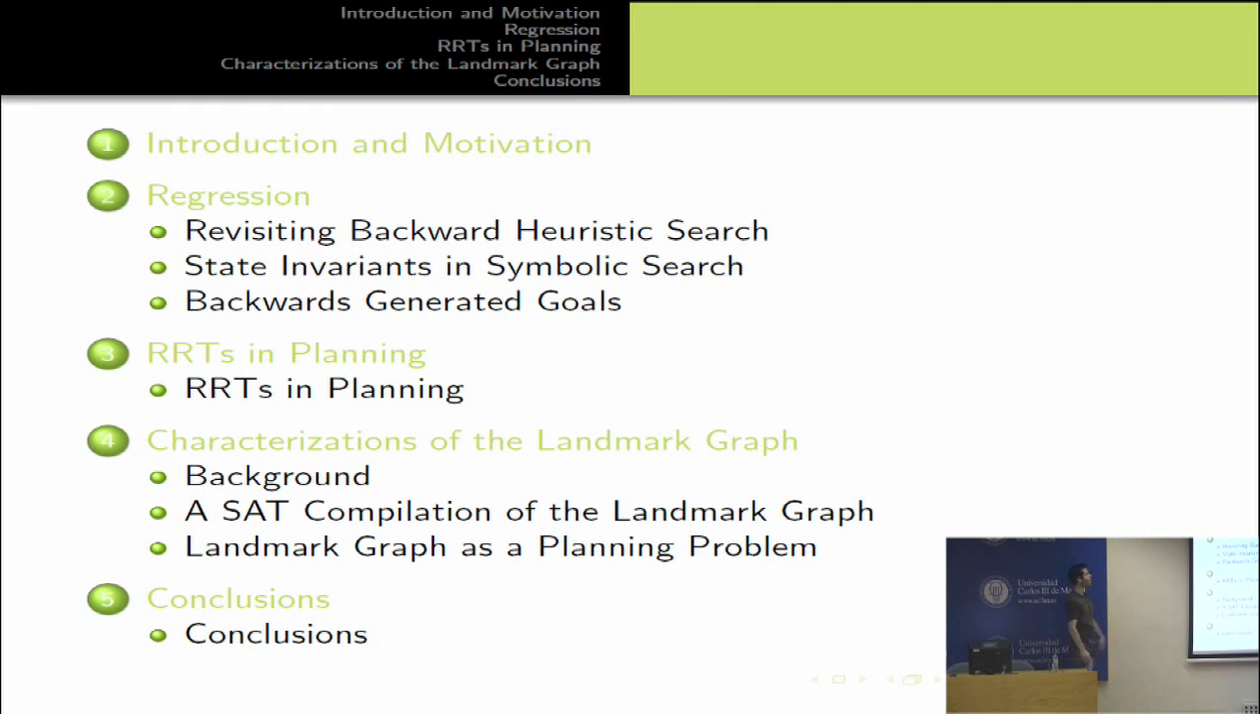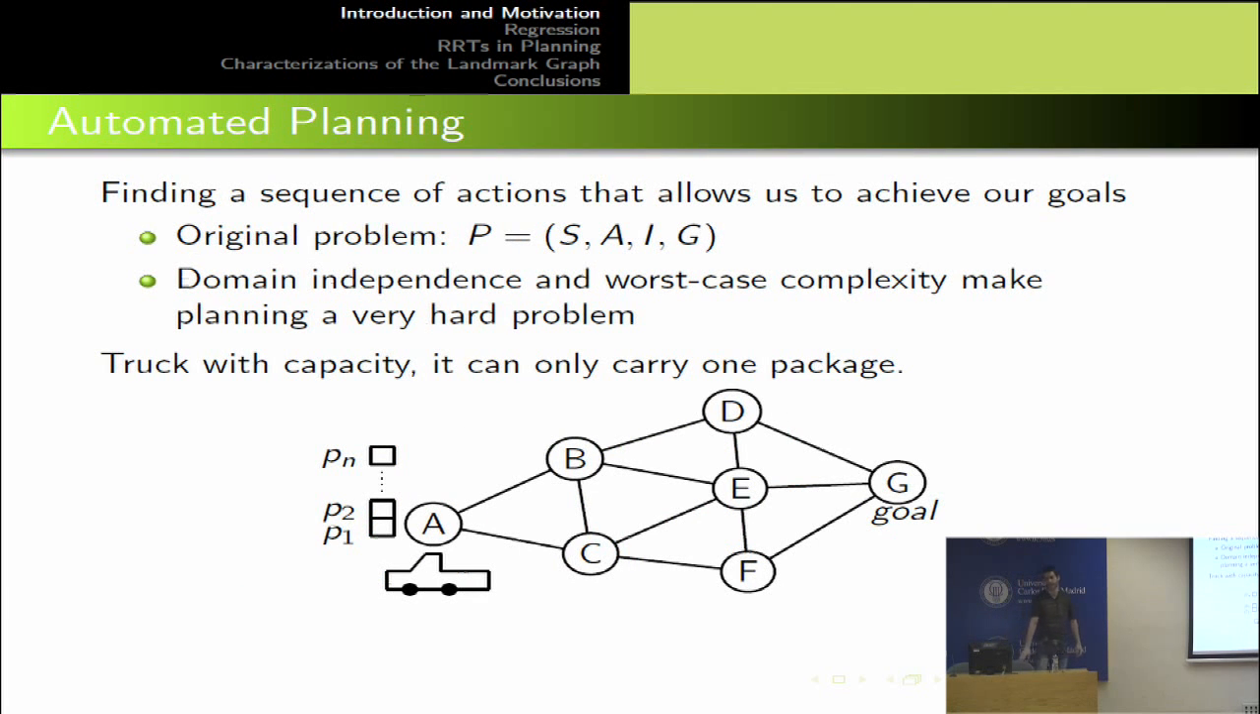We're going to go through these points here: some small introduction about what planning is, then 3 main lines of research, and at the end, some conclusions. For those who may not know it, I think everybody does here, automated planning is about finding a plan, a sequence of actions that allows us to get some goals from a given initial state.